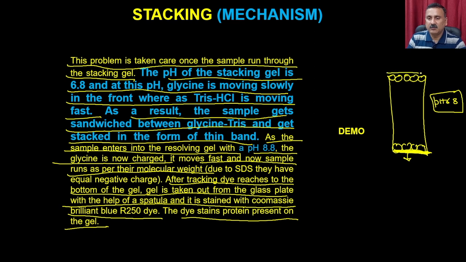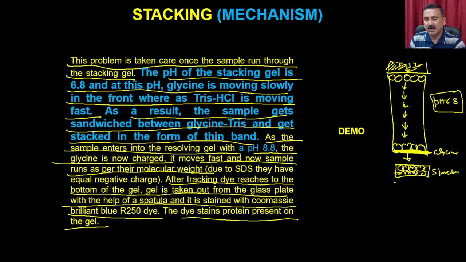And on the top, you are going to have the tris ions, okay? And these tris ions are going to run from the top. This is going to put a pressure onto these molecules and that is how they are free to move, but these guys are not free to move because there is a glycine block at the front, right? As a result, when they are running, they are going to come closer like that, and at the end they all will be at one place, and this is going to be called the stacking.